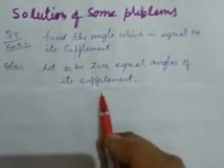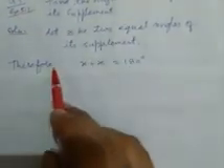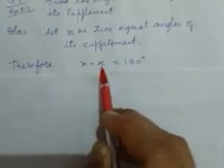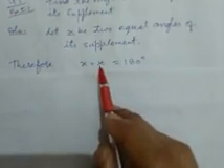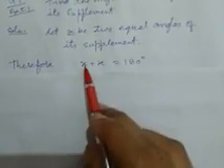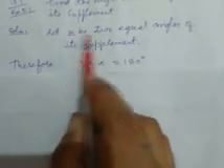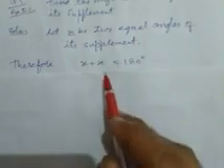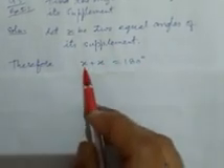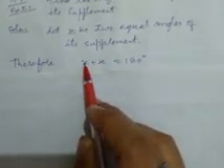We take x, and it is equal to its supplement. Therefore, this is the angle and this is its supplement. Both are equal, but the sum of supplementary angles is 180. So x plus x equals 180. I repeat, here x is the supplement and x is the angle.